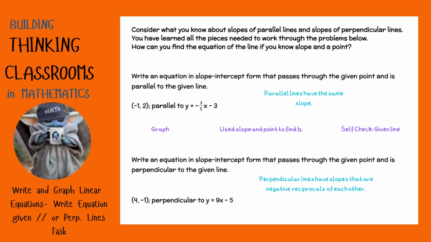We found that a lot of students relied on the graph to help them do a self-check. So they would graph the given line and then they would graph the equation that they had come up with, just to verify if the graphs were showing what they should show. If they weren't parallel or they weren't perpendicular, then they knew they had made an error and needed to go back.